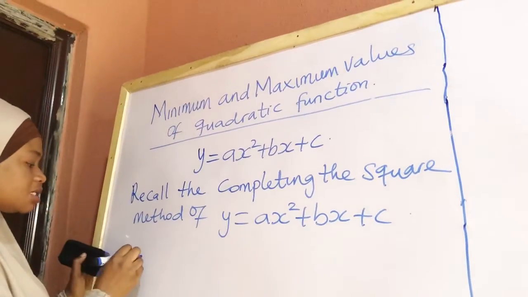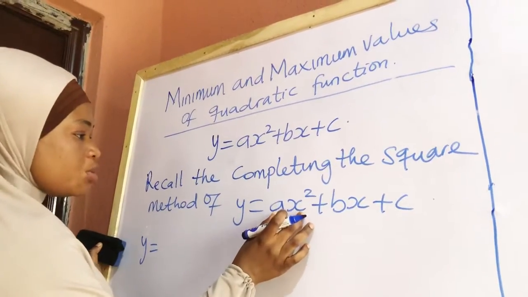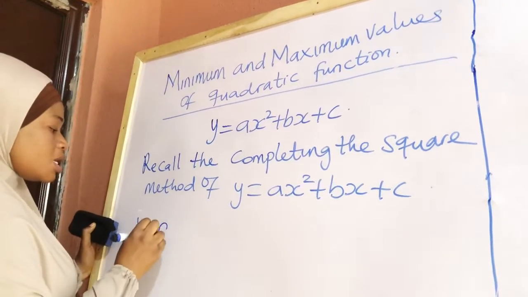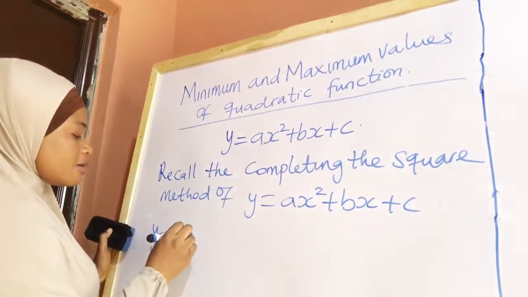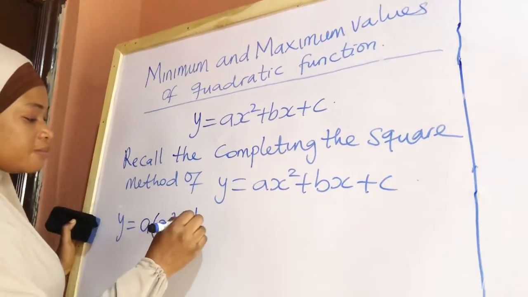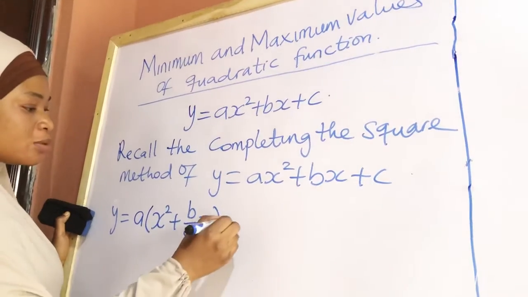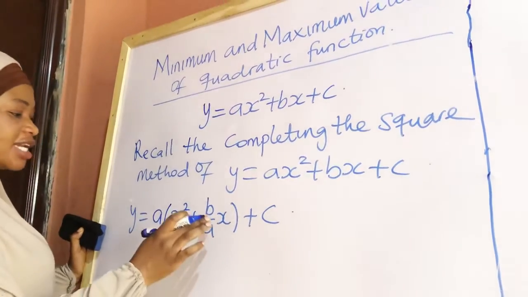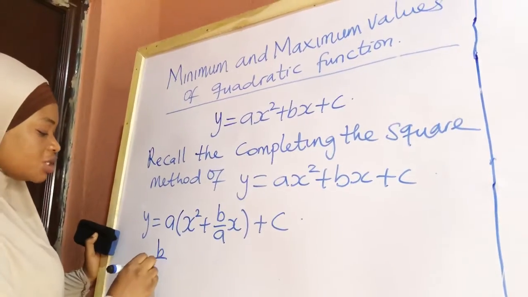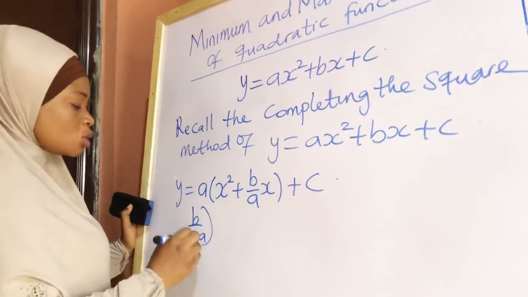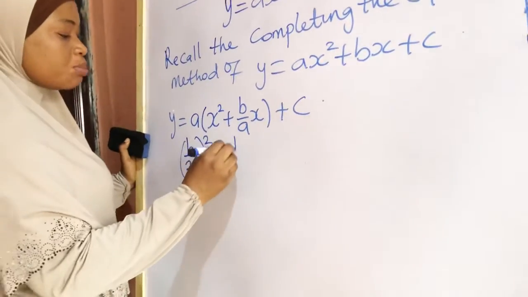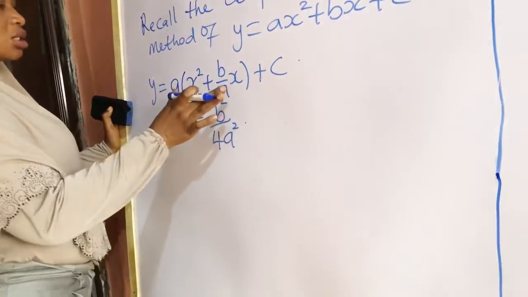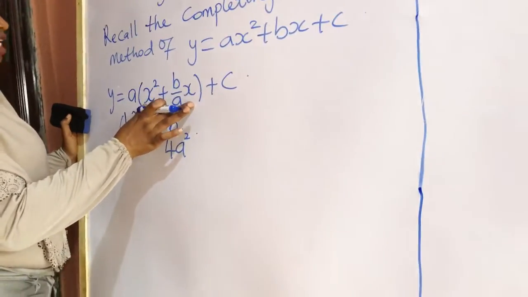Now say that we want the coefficient of x squared to be equal to 1, but at the same time I do not want to tamper with y, so I factorize a out. So I have x squared plus b over a x, then plus c. From here, the coefficient of x is b over a, and half of b over a is b over 2a. If I square it, the square of b over 2a is equal to b squared over 4a squared. So I'm going to add and subtract it inside the brackets.